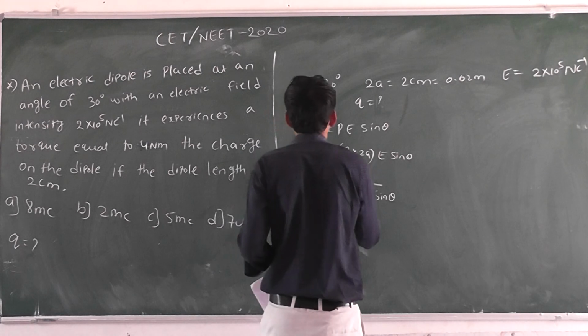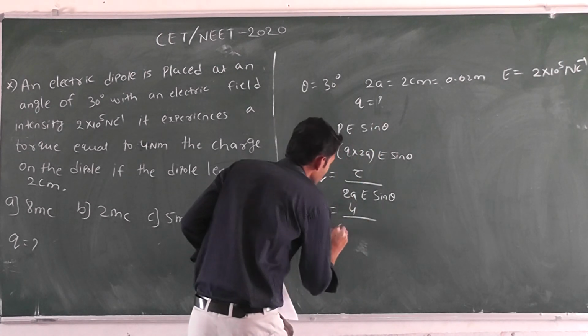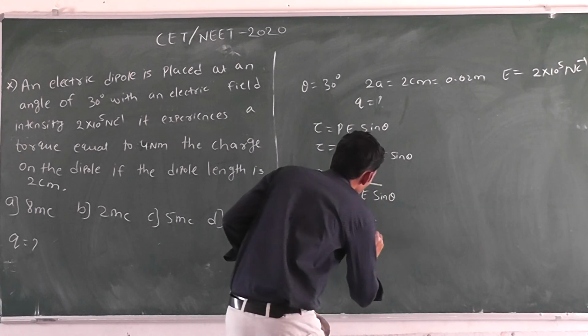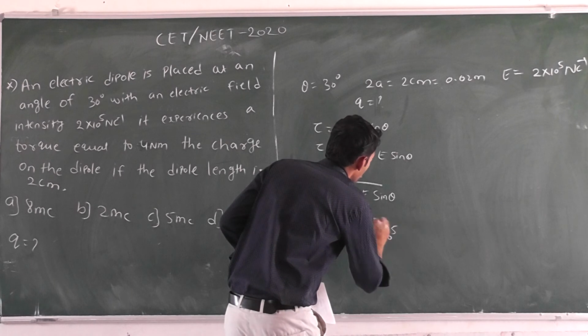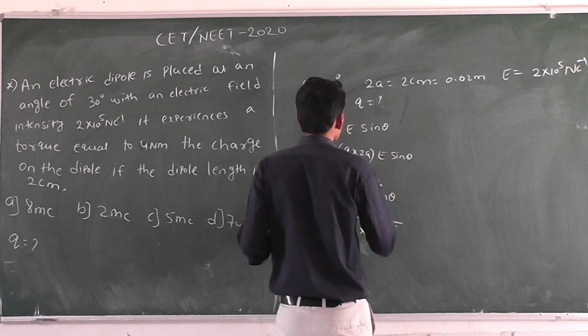So what is the torque tau given here? The torque is 4. The 2a value given here is 0.02. Next, the E value given here is 2 into 10 to the power of 5. Next, sin theta, which is sin 30 degree.